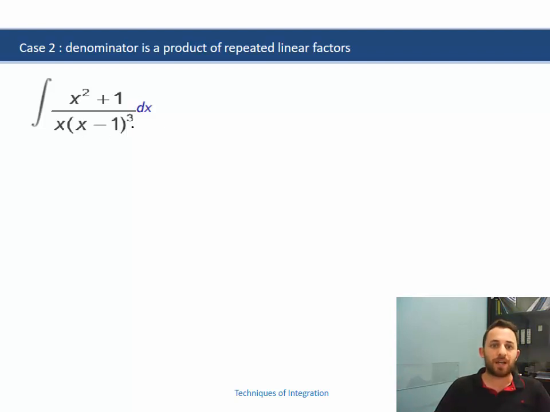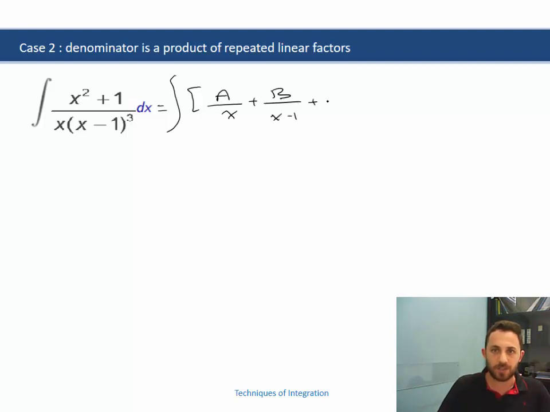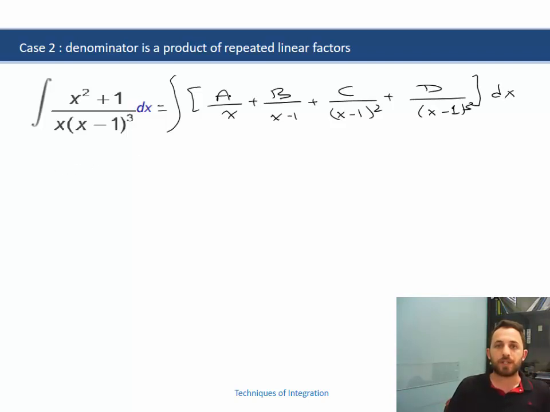So consider an example where we have repeated linear factors, as in this case 3 times. Then we can express this rational function as partial fractions, like this: a over x plus b over x minus 1 plus c over x minus 1 squared plus d over x minus 1 power 3. Now we want to determine the coefficients a, b, c, and d. This can be done by having a common denominator. Then we can compare the left side with the right side.